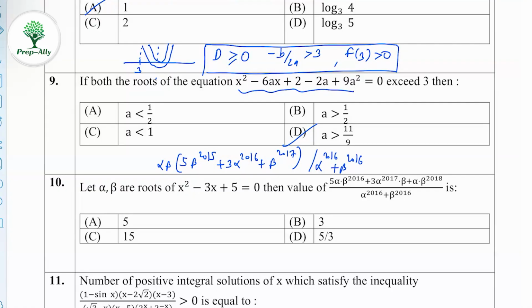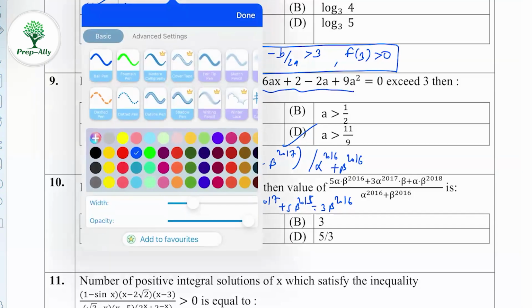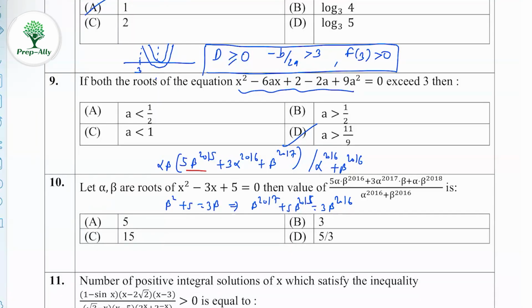Now 5 beta power 2015 plus 3 alpha power 2016 plus beta power 2017. You can see that here beta square plus 5 is equal to 3 beta. So when you multiply by beta power 2015, you will get beta power 2017 plus 5 beta power 2016 is equal to 3 beta power 2016. So that means 5 beta power 2015 plus beta power 2017.